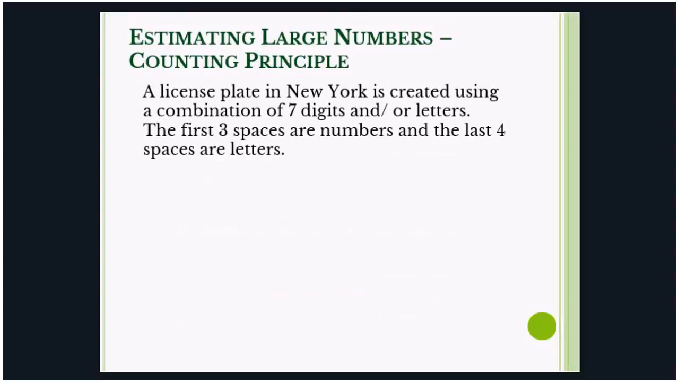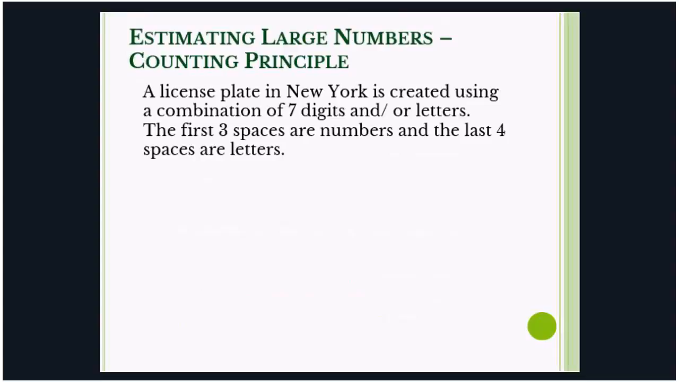All right, so the next thing we did was a lot of estimating large numbers using the counting principle. This example here says a license plate in New York is created using a combination of 7 digits. Now this is very important. Digits, there are 10 digits: 0, 1, 2, 3, 4, 5, 6, 7, 8, 9. A lot of people forget that there are actually 10 digits and not just 9 digits. And slash or letters. So the letters of your alphabet are A through Z, which are 26 letters.